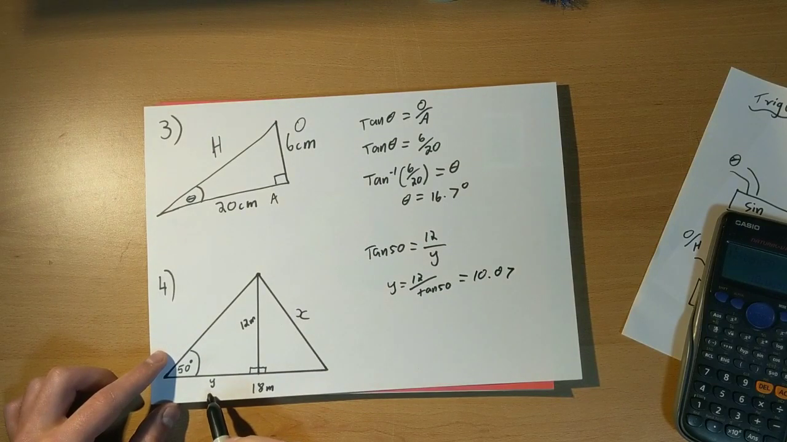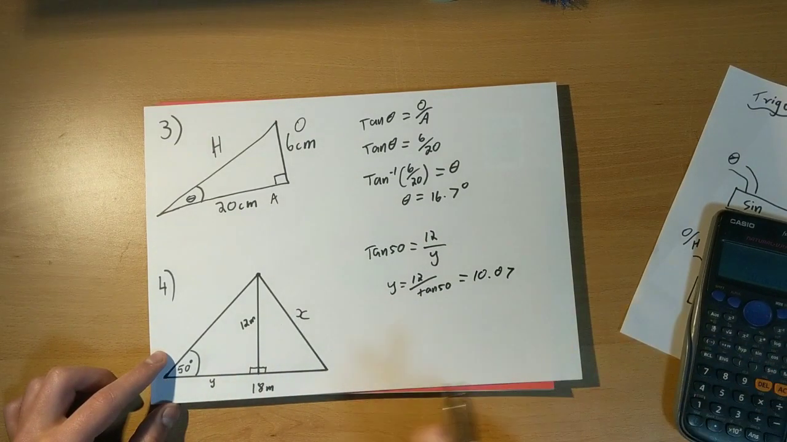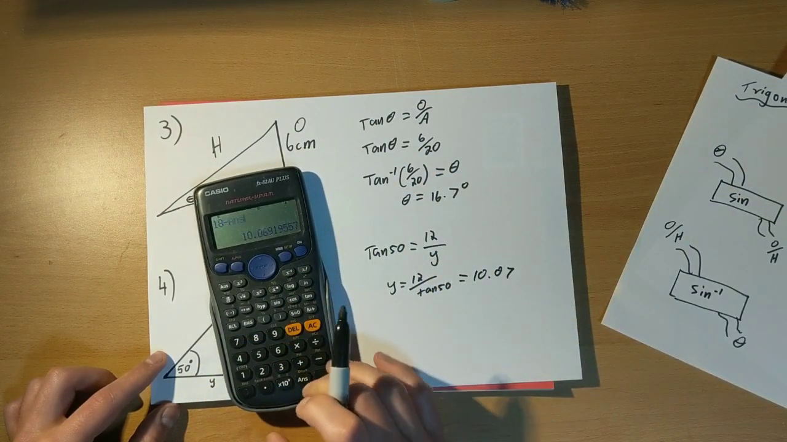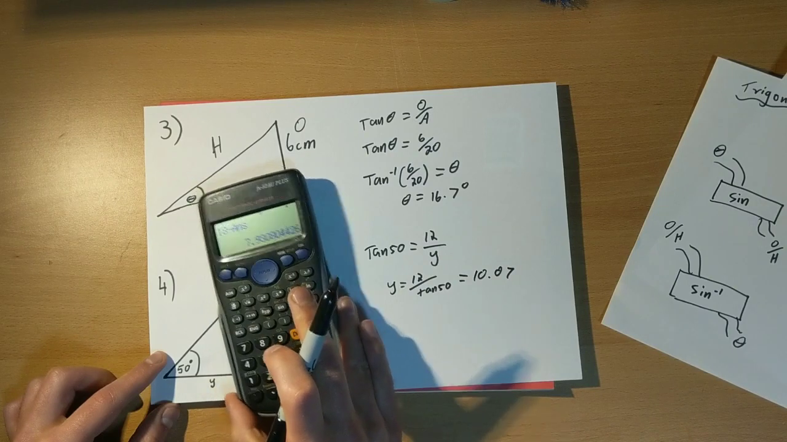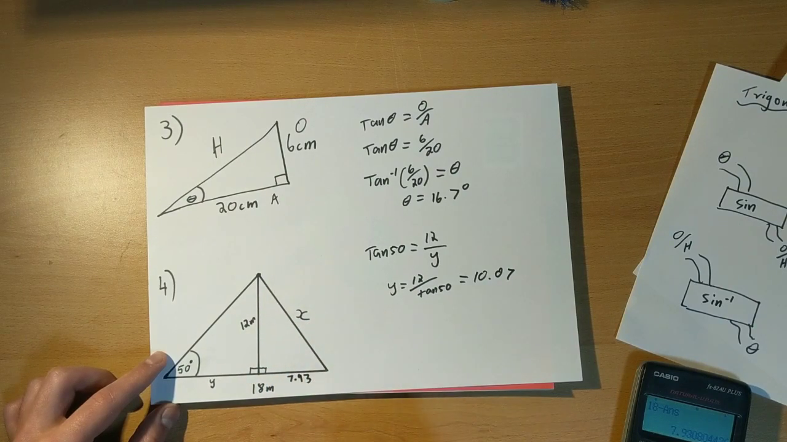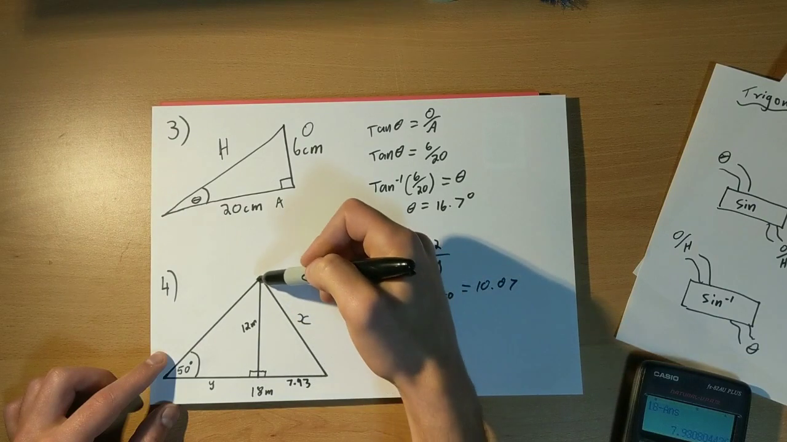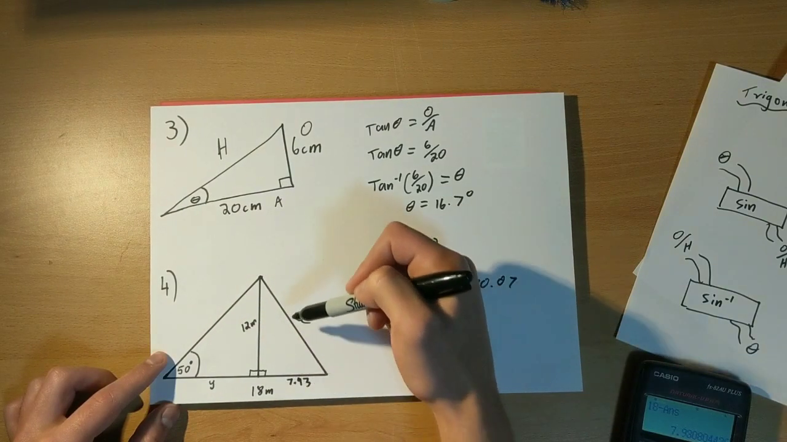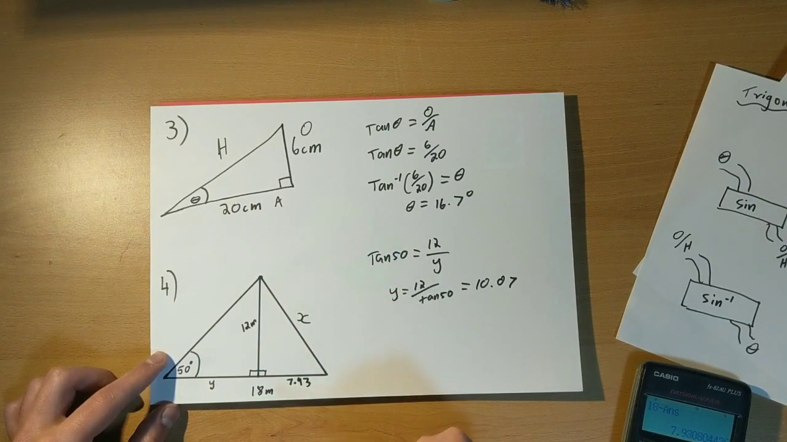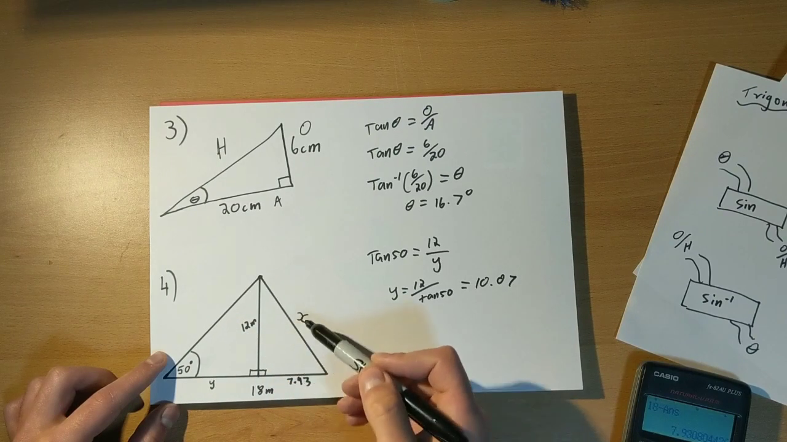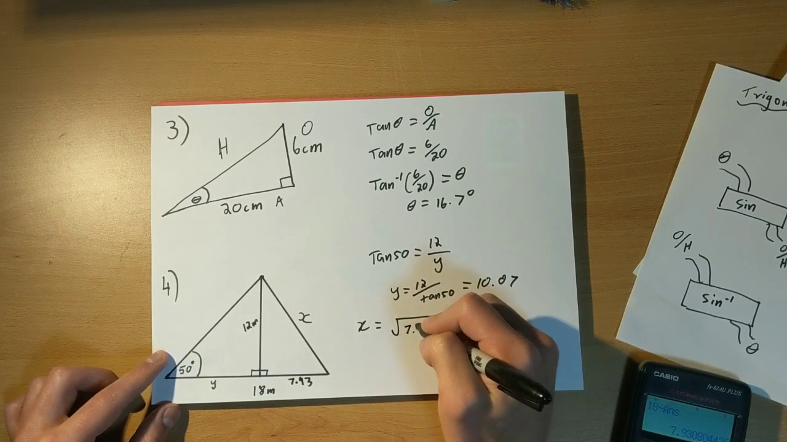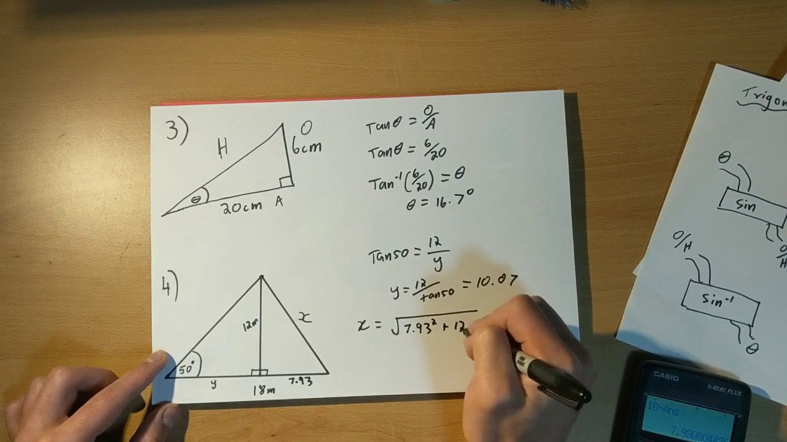If this is 10.07 and this whole thing is 18, then this bit over here must equal 18 minus 10.07. So this bit here must be 7.93. Now I've got a right-angled triangle here where I've got 2 side lengths, and I'm looking for the third one, the hypotenuse. And for that, I'm going to use Pythagoras. So I know for Pythagoras that a squared plus b squared equals c squared. Therefore, x equals the square root of 7.93 squared plus 12 squared.